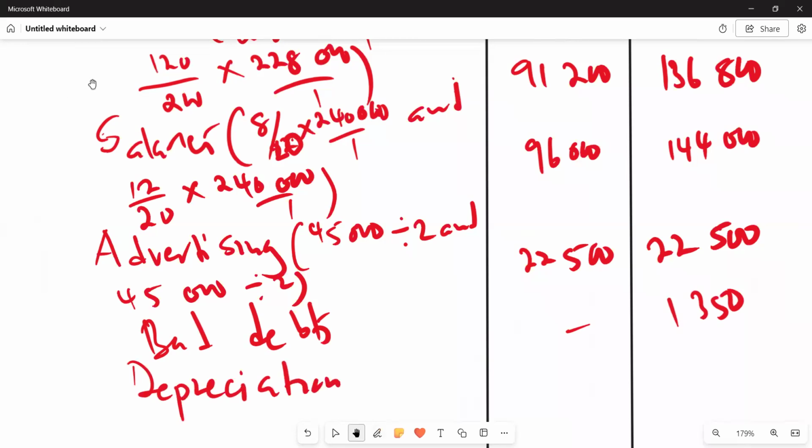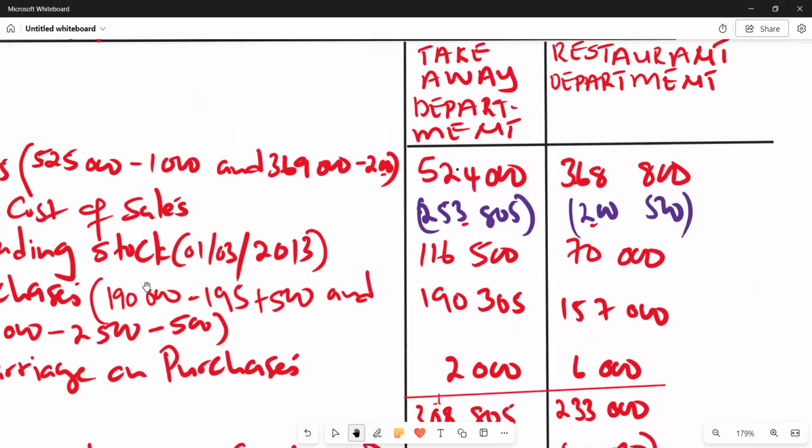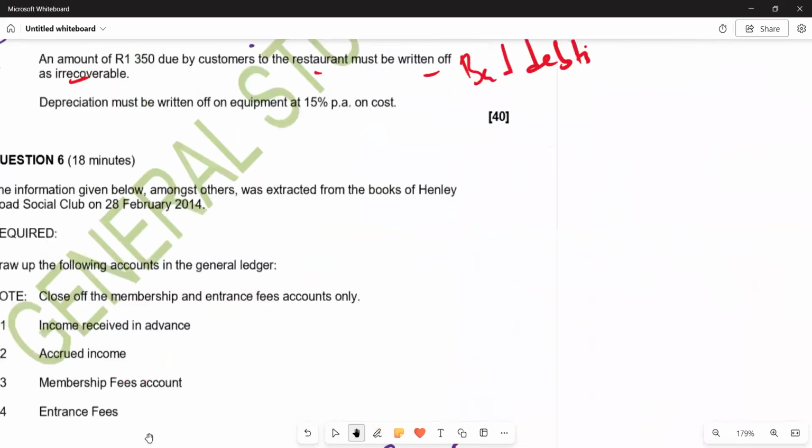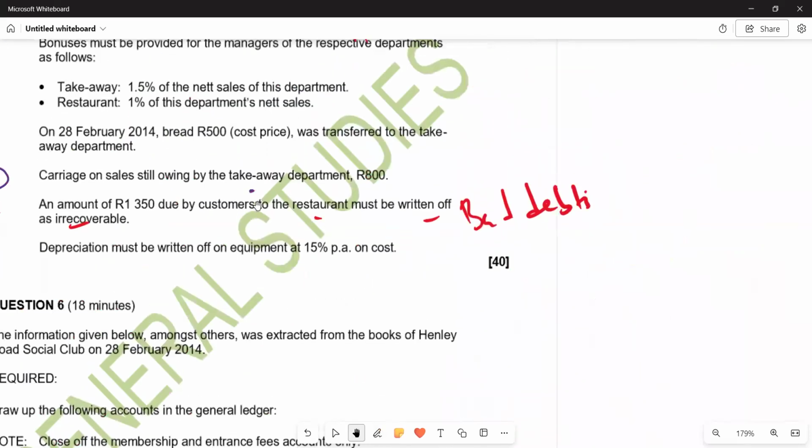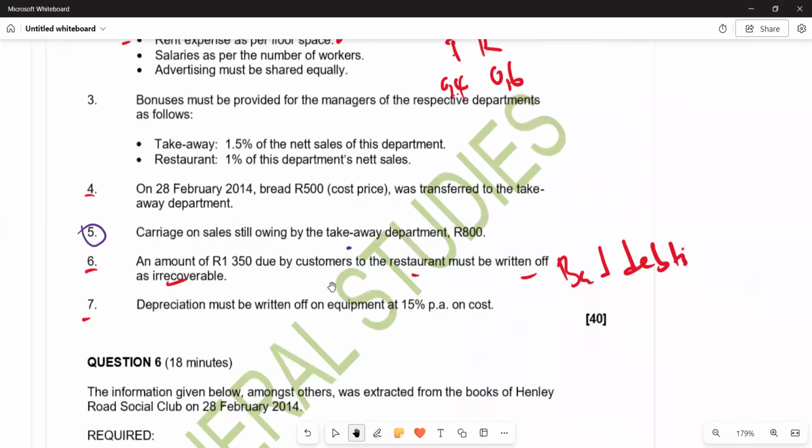So on depreciation, obviously, we listen to the instruction of the question in terms of the method of calculation. The percentage is given in the question. If you come to information number 7, depreciation must be written off on equipment at 15% per annum on costs. So what does it mean? It means this is the straight line method that we are using to calculate depreciation, and its formula is percentage times cost. So I will say 15% times the cost that we are given in the list of balances.